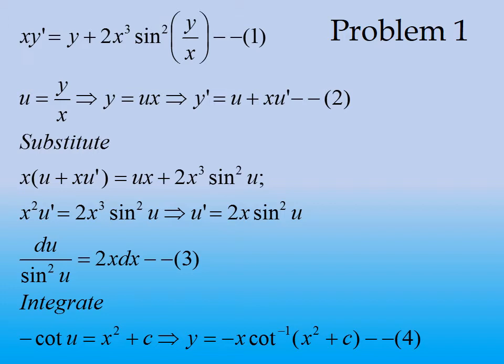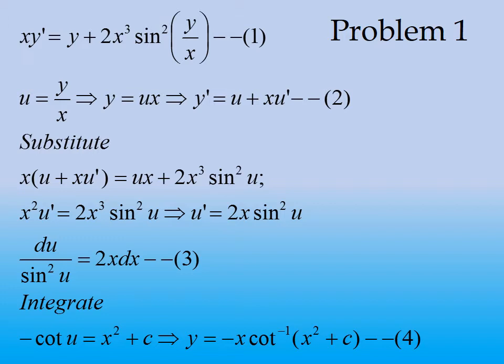Now if you differentiate this, then y prime is equal to ux, it is like the uv formula, so it is u plus x u prime. Now you substitute this in the ordinary differential equation, then it is xu plus x² u prime is equal to ux plus 2x cube sine squared u. And here if you simplify this, then it is x squared u prime is equal to 2x cube sine squared u. That implies u prime is equal to 2x sine squared u.